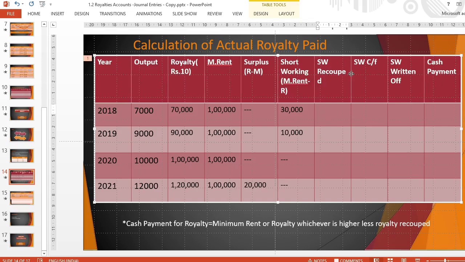So short working recouped. So recoupment means we are adjusting short working against surplus. So short working we have 30,000. So this can be adjusted against surplus only if we have surplus in that year. So here we have short working of 30,000 but there is no surplus.